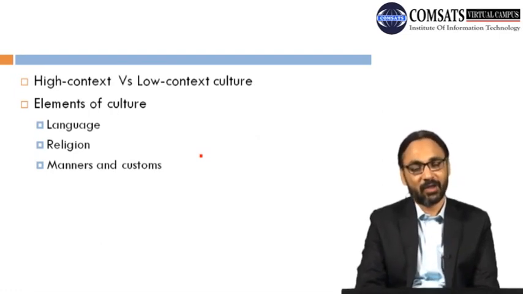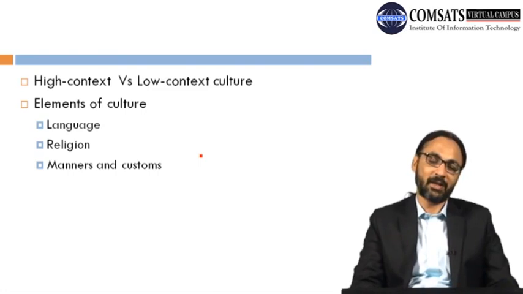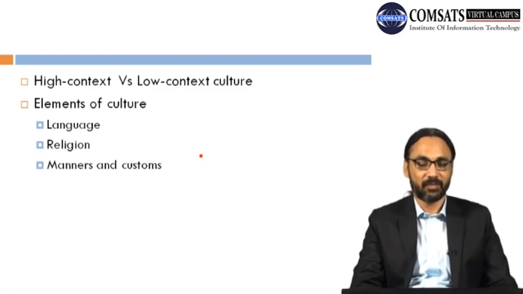High context culture and low context culture. These are two different things. High context cultures are where the context is really influential. Low context cultures are where the context is less influential on the culture. High context means countries like the Gulf countries, Iran, North Korea, Japan. Low context culture examples are Europe and the USA.